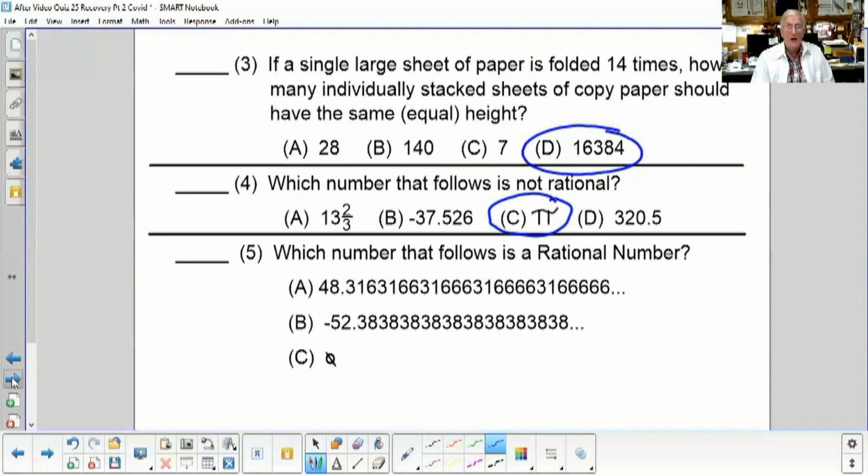Which number that follows is a rational number? Okay, well, I didn't use bar notation to help us out here, did I? So looking at those, I think you can see that A has a growing pattern. 316, then it's 3166, then it's 3 1 and 3 6s. So the sixes are increasing. It is definitely an irrational number. But notice, in B, 38, 38, 38 forever. That's a rational number. And of course, phi, you know, is irrational. So the correct answer is B.